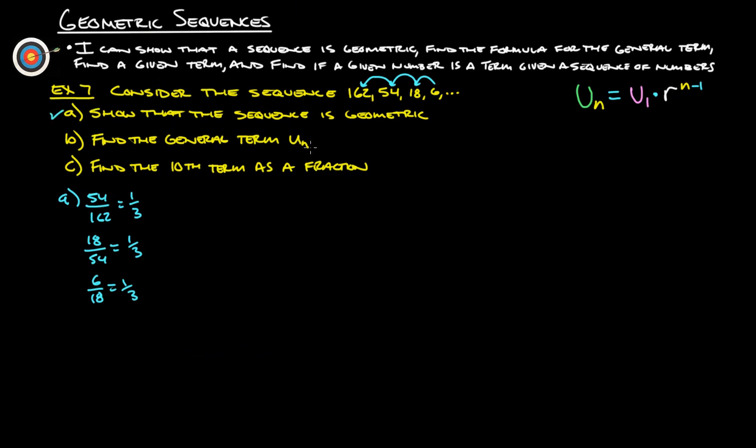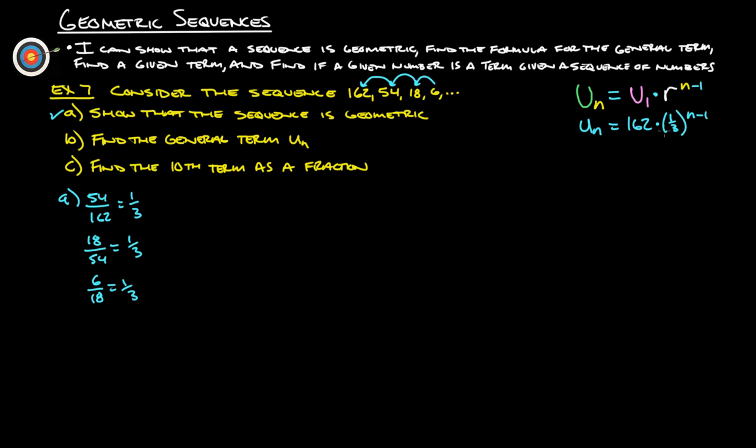Now we're going to find the general term, u sub n. So here's our general term. u sub n is u sub 1, the first term, which we know is 162, times our ratio. We're really dividing by 3 each time, but remember, we want to say what we're multiplying by, not what we're dividing by. So we're actually multiplying by 1/3, and that's all to the n minus 1. Okay, and this is our formula.